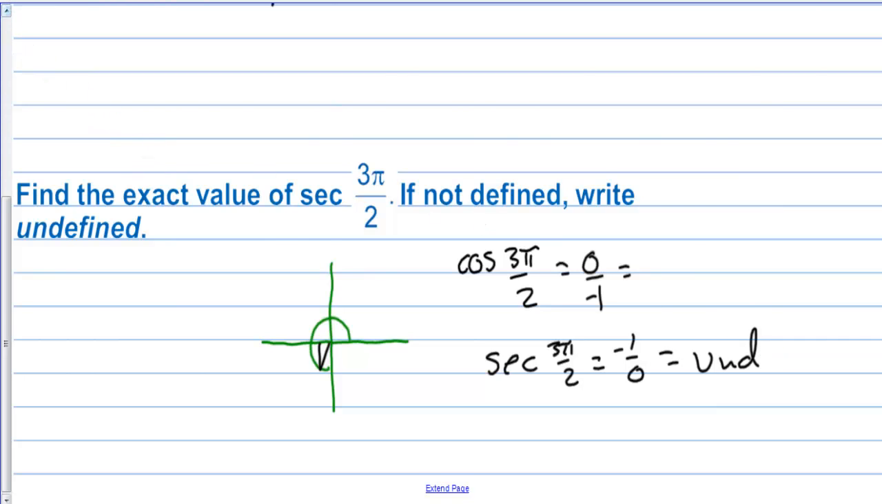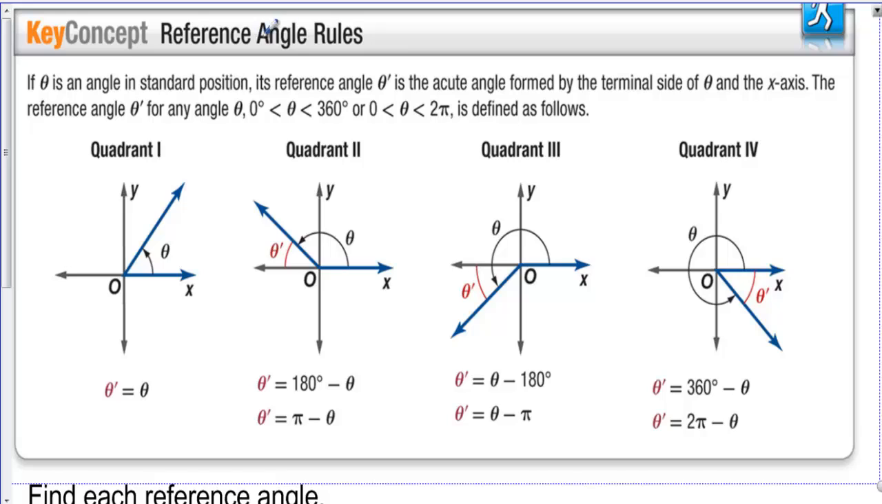Reference angle rules. If theta is an angle in standard position, its reference angle theta prime is the acute angle formed by the terminal side of theta and the x-axis. The reference angle theta prime for any angle theta from 0 to 360 or 0 to 2 pi is defined as follows. If we're in the first quadrant, then theta prime is the same as theta. So in other words, if our angle was 35 degrees, then the reference angle is 35 degrees.